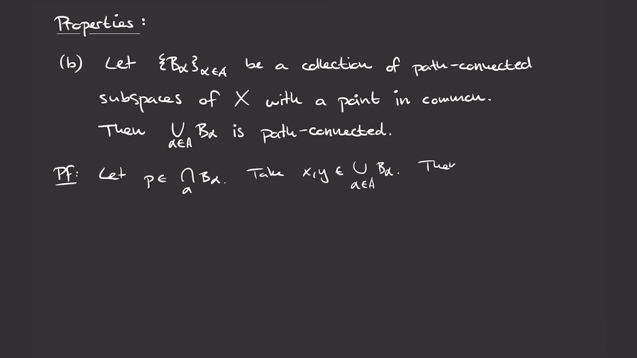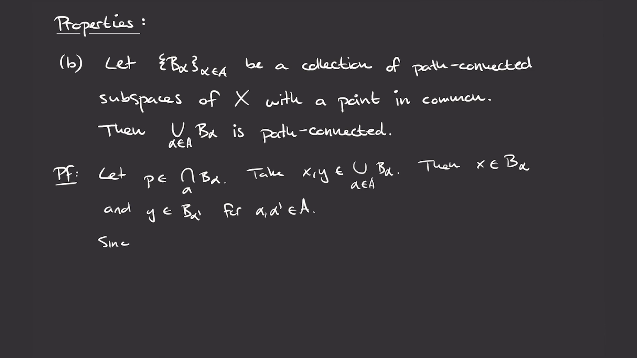So then X is in some B alpha and Y is in some B alpha prime for alpha and alpha prime in this index set A. That just follows from the definition of the union. If you have a point in the union, then it has to be in one of the sets that we're unioning over. Okay, here's where the path connectedness of these spaces B alpha comes in.